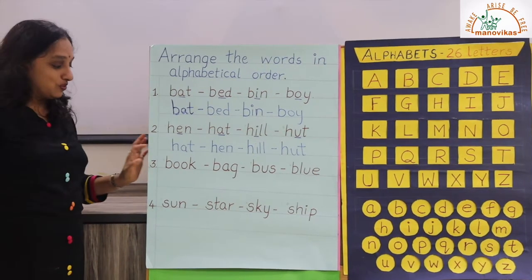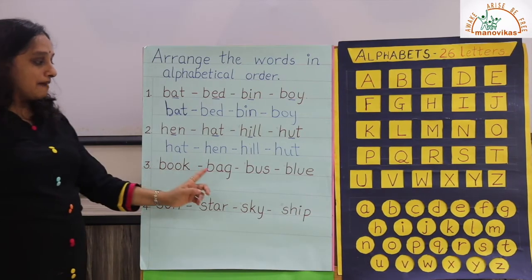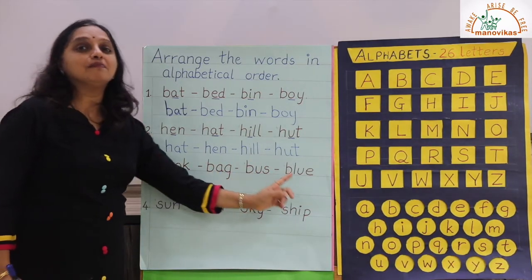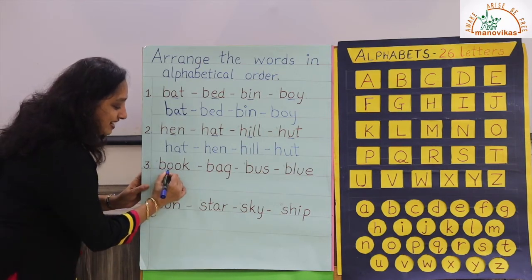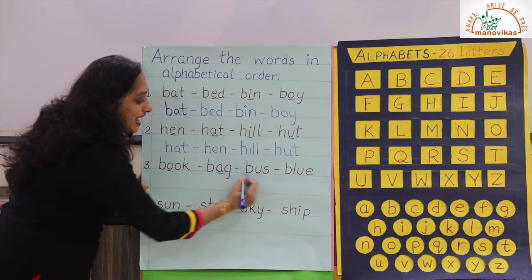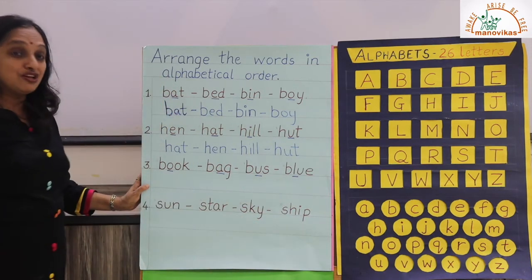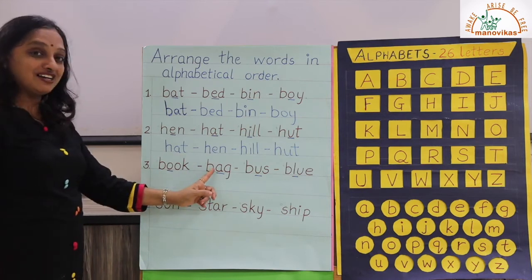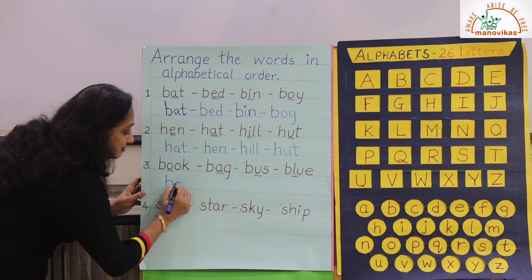Now, we'll go to the next, the third one. Book, bag, bus, blue. So again, we see the second letter. O, A, U and L. So which letter comes first? A. We write bag.